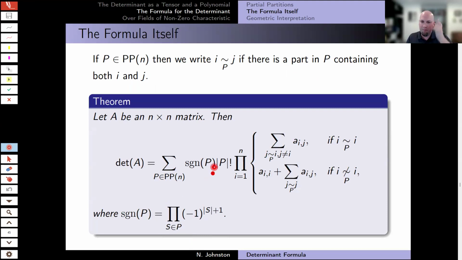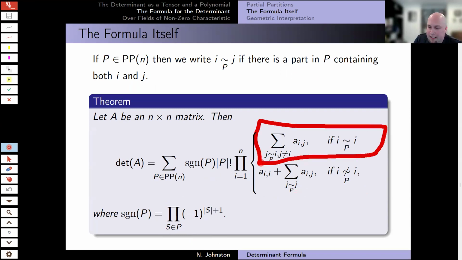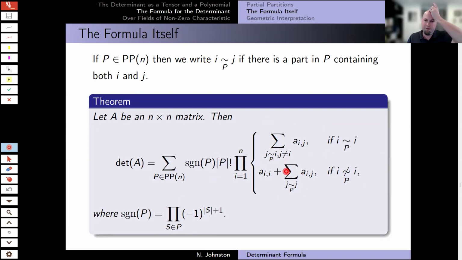This part's maybe a little bit different. You take the size of each part and compute the factorial of its size. So there's not quite anything analogous to that in the original formula. And this junk over on the right looks a little bit more complicated than in the usual sum over permutations formula, but it's very similar in flavor.